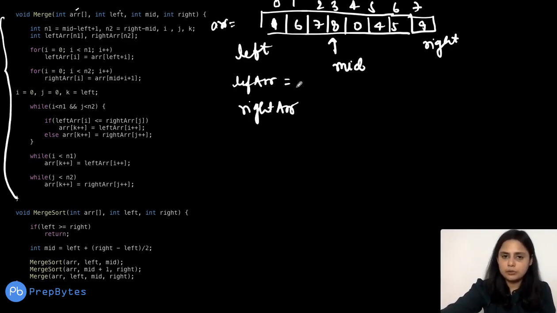Let's see how we do this operation till here. We have the array, we pass left as a parameter, mid as a parameter, and right as a parameter. We'll see how we get these as parameters. Now we calculate the number of elements in this particular part of the array. This is going to be mid minus left plus 1.